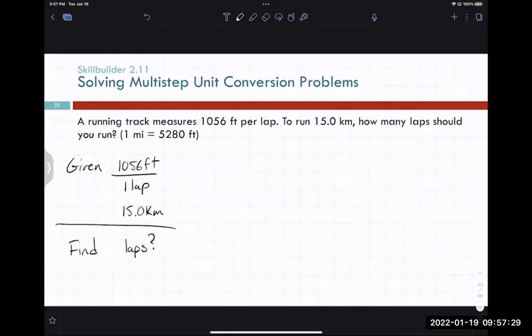Where should we start this problem? Which unit should we start with? 15 kilometers. Why wouldn't we start with 1,056 feet per lap? You're right. Well, because we're not looking for 1 lap. It's a conversion factor.